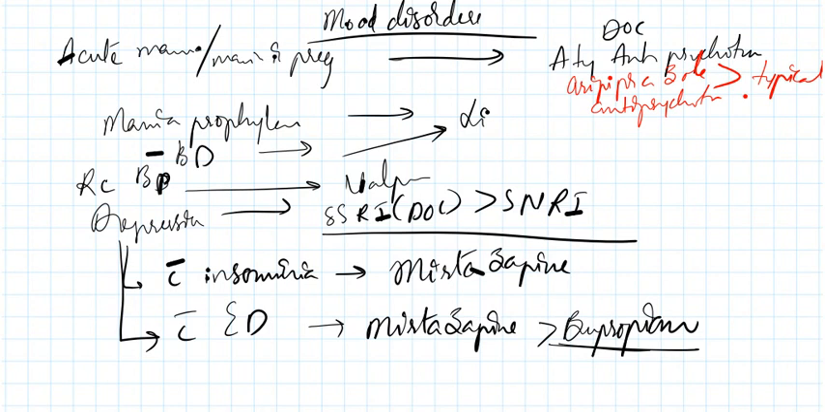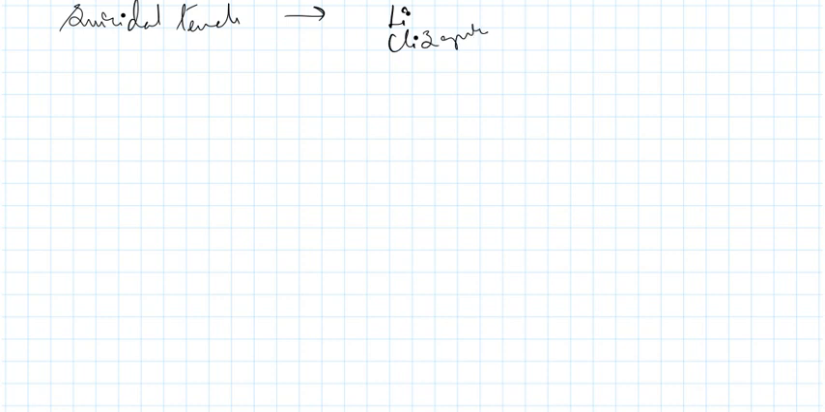Now, if a patient comes with a complaint of suicidal tendency, having suicidal thoughts, then you can give lithium as the drug of choice, clozapine, or ECT, electroconvulsive therapy. Right? For suicidal tendency, you can give lithium as drug of choice or clozapine or ECT.